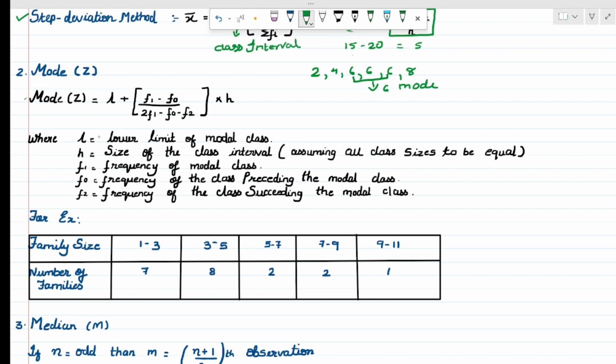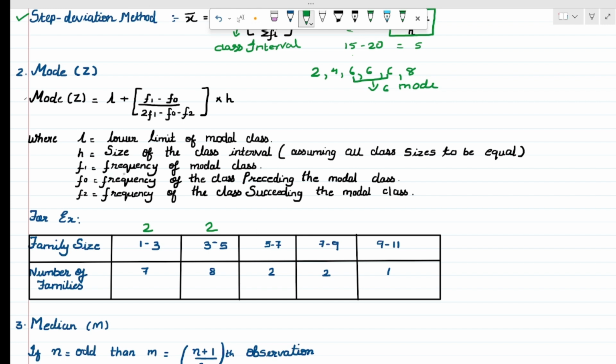L means the lower limit of the modal class. If 1 to 3 is your modal class, then 1 will be your lower limit. If 3 to 5 is your modal class, then 3 will be your L. If 5 to 7 is your modal class, then 5 will be your L. What is H? H is the size of the class interval. That means 3 minus 1, so your class interval here is 2. 5 minus 3 is also 2. This difference is called your H.